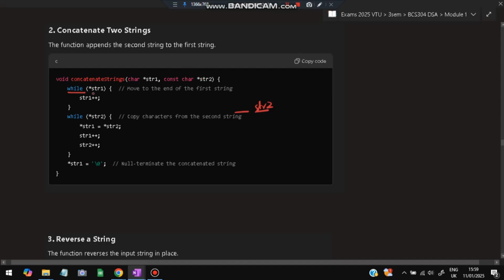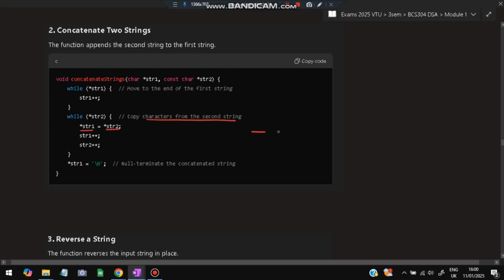We'll be running a while loop here, while str1 plus plus, move to the end of the first string. Okay, so the strings will be stored like this in the form of an array. So we are moving to the end of the first string. Okay, in str1 we will be moving to the end. After you have moved to the end, take str2 here and copy the characters from the second string. Okay, in str1 you will be copying str2.